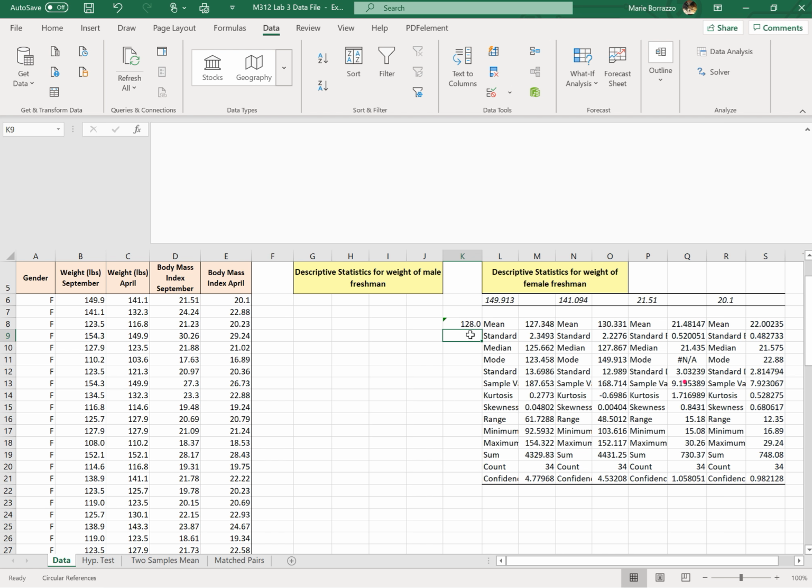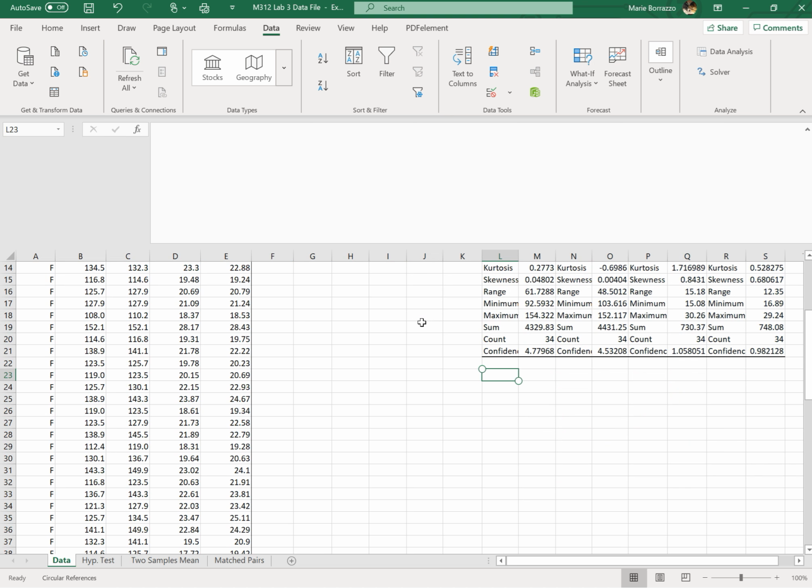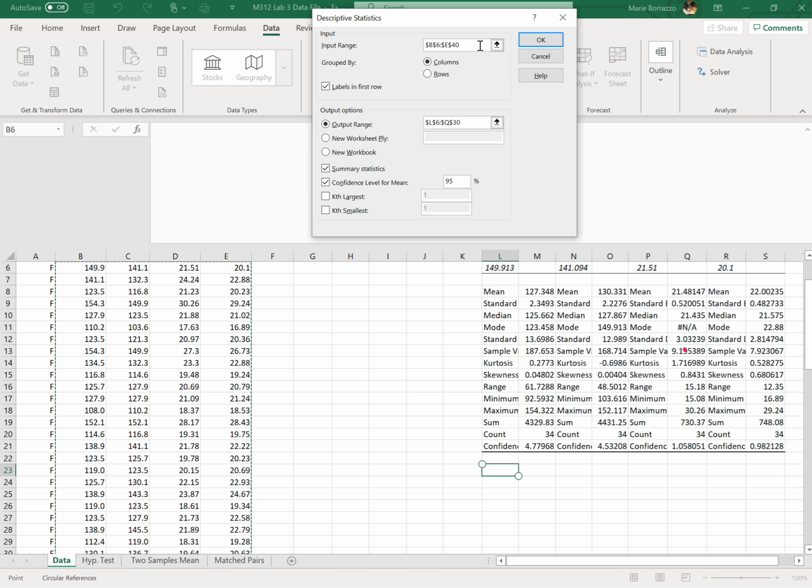So I question then, okay, well, what if instead of doing all of them, let's do just one at a time. So I'm going to do that just below here. So I'm going to go here, and we're going to go back to data analysis. We're going to hit okay. And we're going to change this so that it goes to B40. So I'm putting from B6.